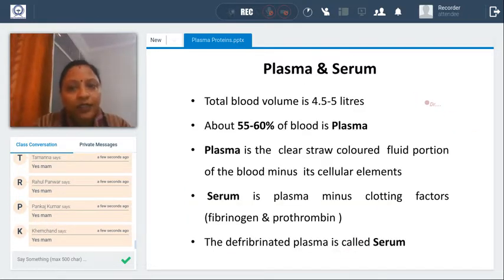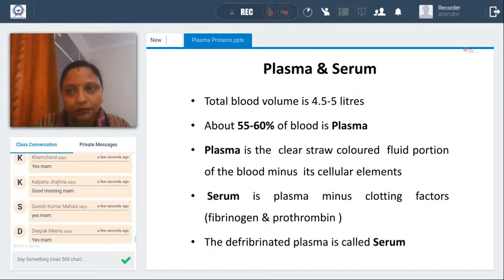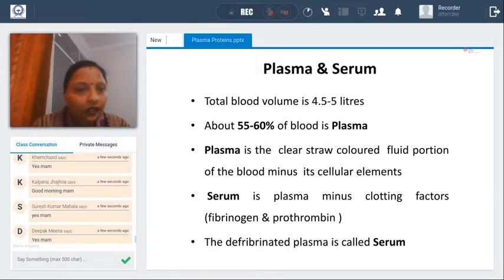What is plasma and what is serum? What is the difference between plasma and serum? Please write in the box what is the difference between plasma and serum. Yes, Sakshi, Monica, please write the difference between plasma and serum in the box.